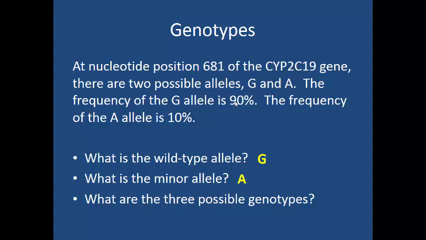So what are the three possible genotypes? In a population, we know that these two alleles exist at this particular position in DNA. So what are the three possible genotypes that a person could potentially have? Well, it could be GG, GA, or AA. If they're GG, we would say that they're homozygous wild type. GA, we'll say they're heterozygous. And AA, we would say they're homozygous for the variant allele or the polymorphic allele.